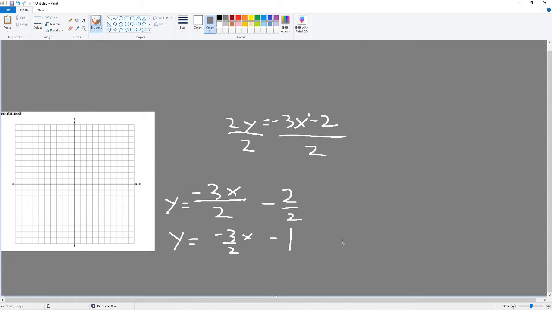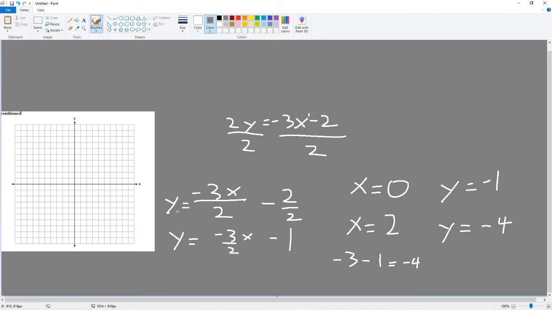So let's plug in some easy coordinates. Let's do x is equal to 0, y is equal to negative 1, okay? Another coordinate I'm going to do is x is equal to 2, right? The reason why I'm doing that is because I know the 2's are going to cancel out. And remember, to plot any line, you only need 2 points. You don't need 3, you don't need 4, you don't need 5, you only need 2. 2 points make a line. So at x equals 2, we have negative 3 minus 1, which is equal to negative 4.